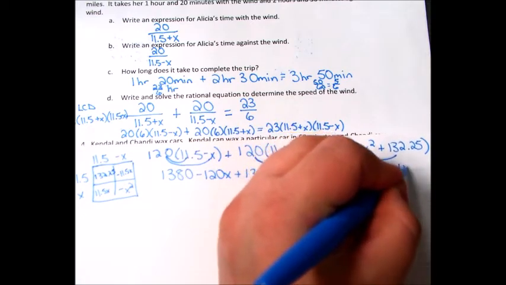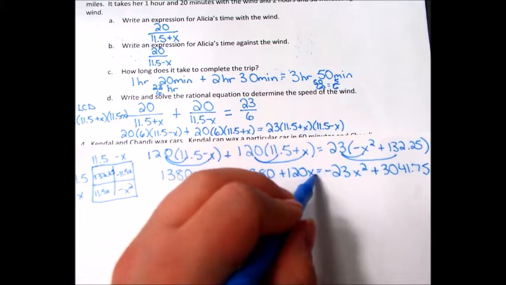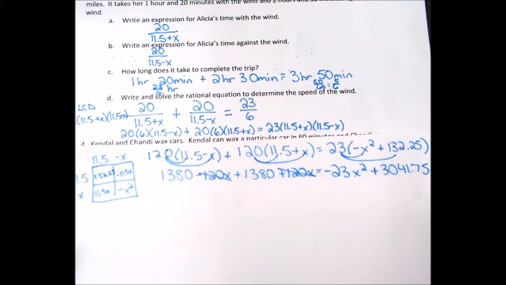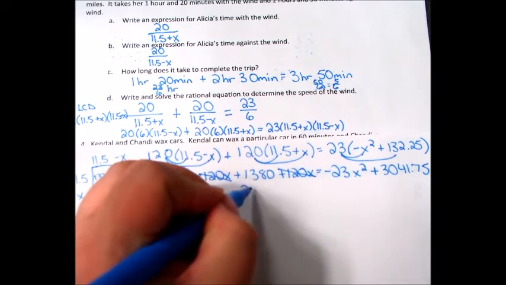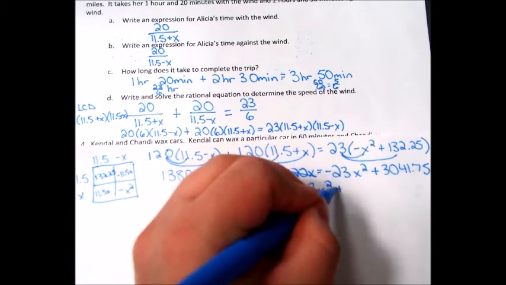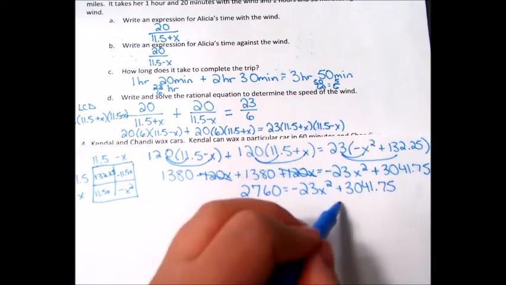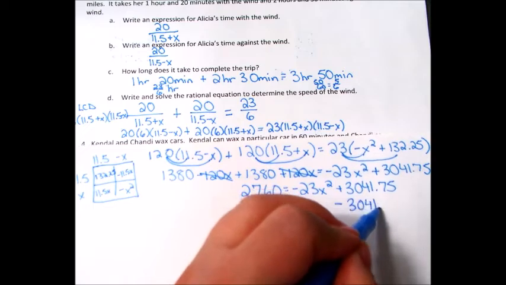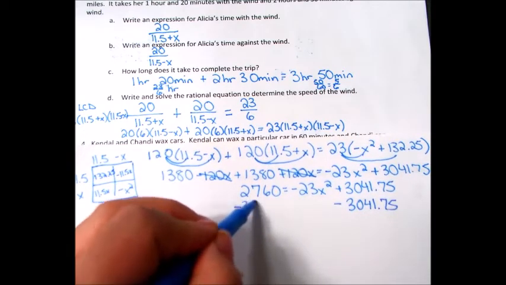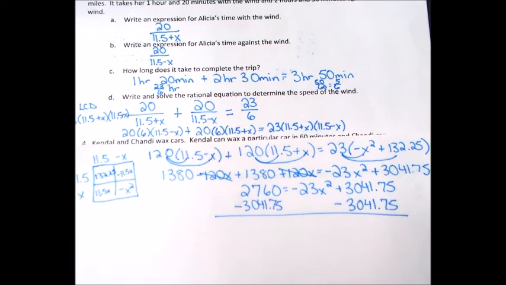All right, so now let's go about solving this. Negative 120x plus 120x, gone. 1,380 plus 1,380, 2,760. Subtract off 3,041.75. And I get negative 281.75.